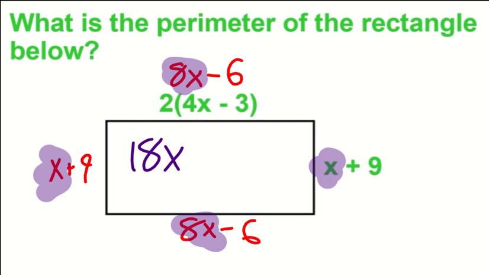I got an 18x. Some of y'all had that. Now we combine the non-variables, our constants. So when we're combining our constants, I like to start with the positive numbers. It makes it easier, but you have to pay attention to the sign in front of the number. So I've got plus 9, that makes 18. 18 minus 6 is 12. 12 minus 6 then is 6. So 18x plus 6 is the perimeter.